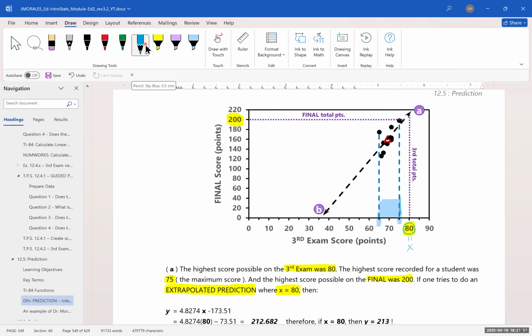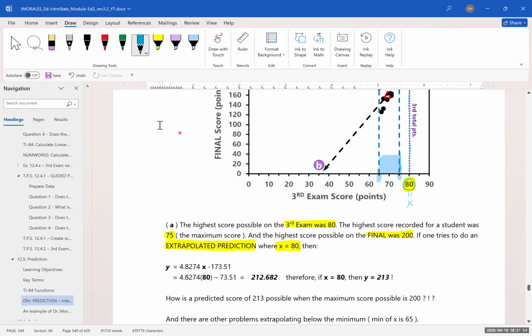And I think what you can see is that if someone had gotten a perfect score on the third exam and we're trying to figure out what score they would get on the final, well, if we follow this line of regression to do a prediction, we're going to end up with a final score that's higher than the total number of points. And that's not possible.